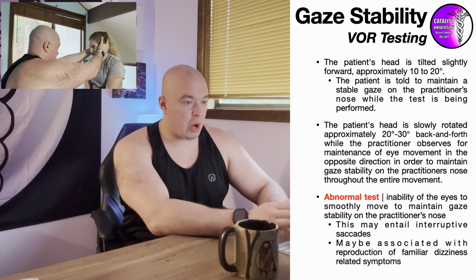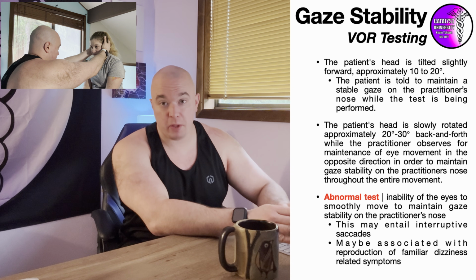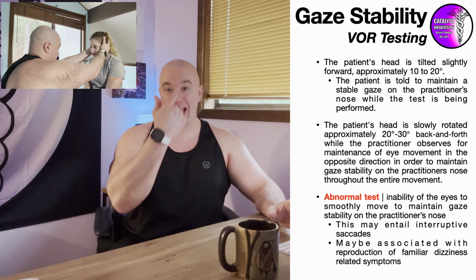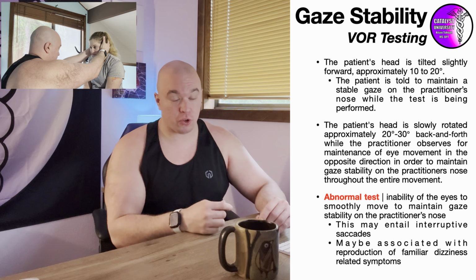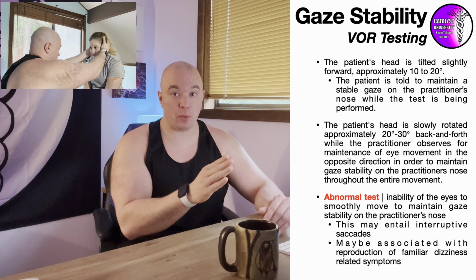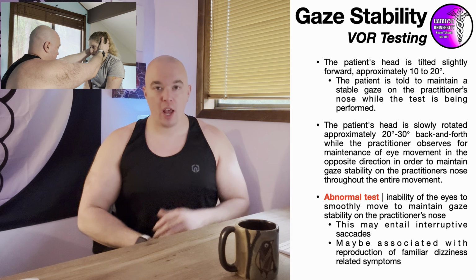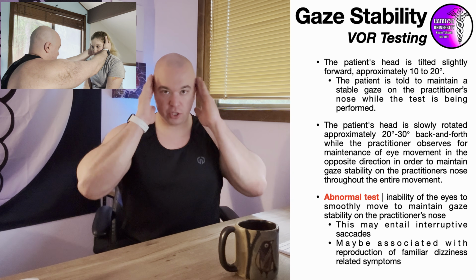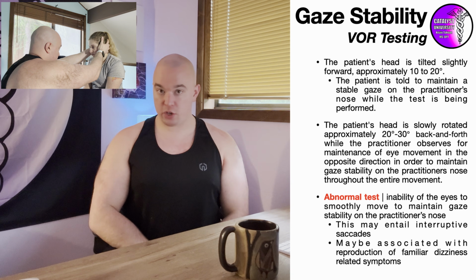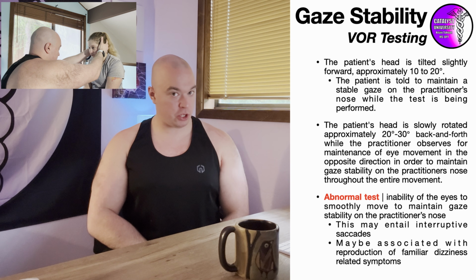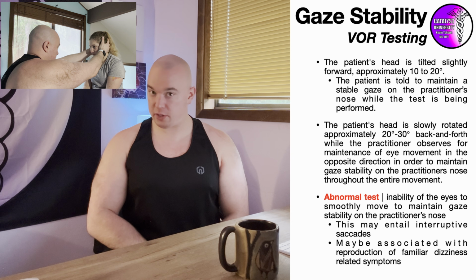Now, an abnormal VOR test would be indicated by the inability of the patient's eyes to maintain that gaze stability on the practitioner's nose while their head is being passively rotated. And what you might see are something called interruptive saccades. So obviously, as the patient's head is being guided into rotation, their eyes should always be moving in the opposite direction to maintain gaze stability.